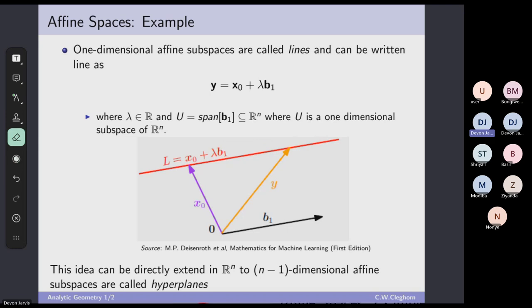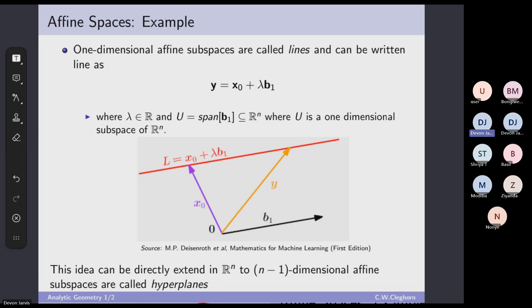Okay, so that is called an affine space, and it can be directly extended to Rn, in which case you would have, again, a one-dimension-less affine space. All right, and these are called hyperplanes, so it would be an n minus one hyperplane sitting in Rn.